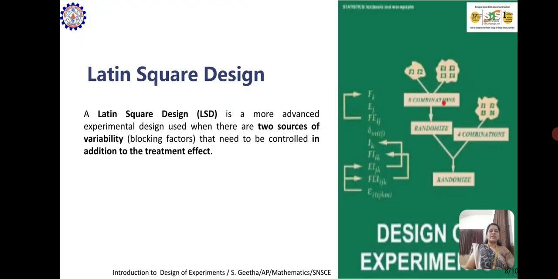Latin square design. A Latin square design is a more advanced experimental design used when there are two sources of variability, blocking factors, that need to be controlled in addition to the treatment effect. In randomized block design, we use a column factor and a row factor. In Latin square design, we use a column factor, a row factor and the treatment effect also.